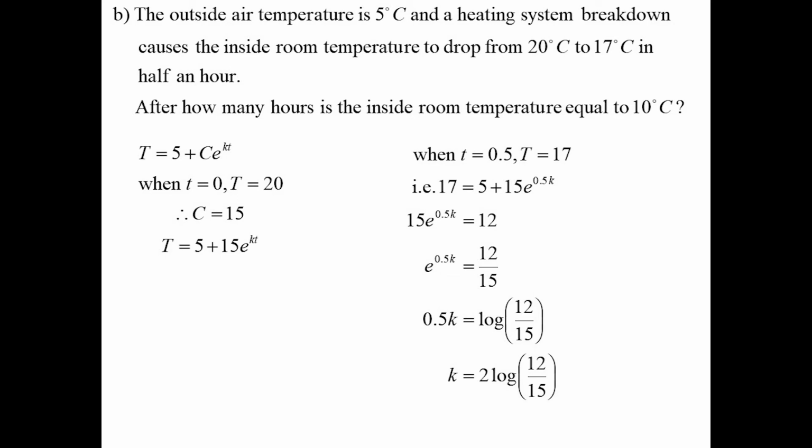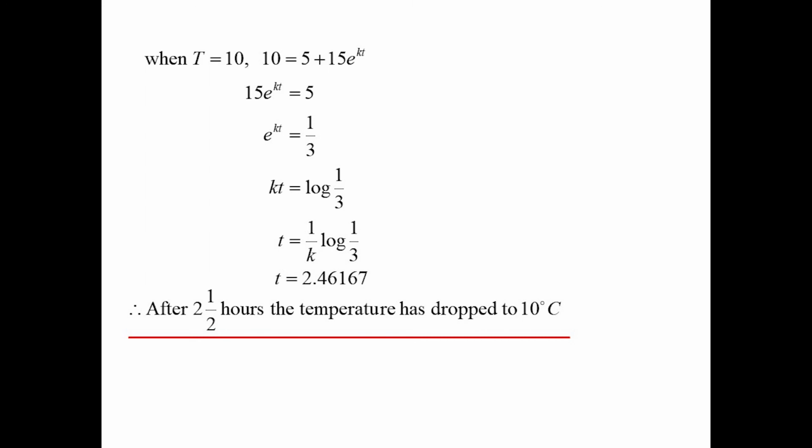So now we want to know when is the temperature equal to 10 degrees. So when is 10 equal to 5 plus 15e to the kt? Subbing in and playing around with our exponential equation, we get e to the kt is a third. Log both sides, so t will be 1 divided by k, that value we've got stored, times the log of a third. It comes out to be around about 2.46167, so almost 2.5 hours there.